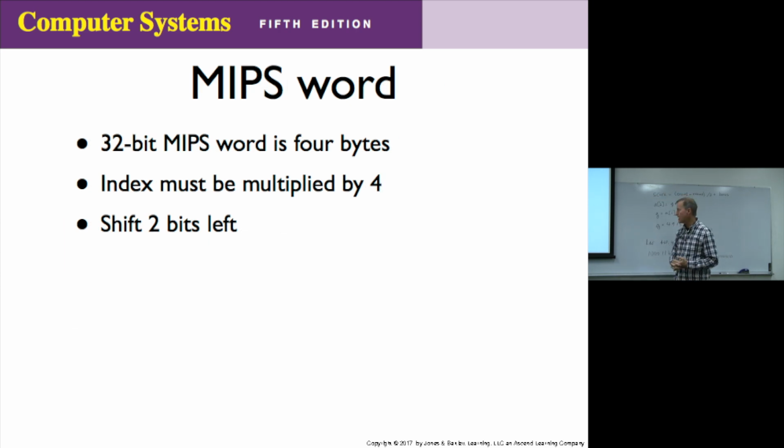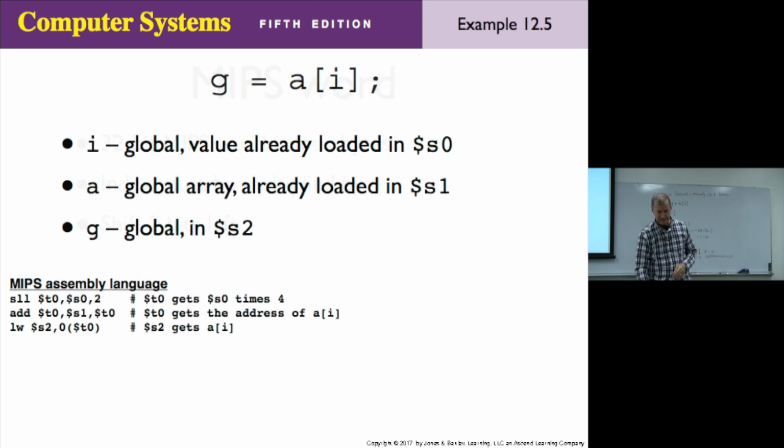And the main thing that we have to realize whenever we translate this C statement is that a 32-bit MIPS word is 4 bytes, which means the index must be multiplied by 4, which means we have to shift 2 bits to the left. So here's how the compiler would translate G gets A sub I. And when I give you these exercises, you'll have all that documentation, that same packet of information, on the final, and there's an exercise to do these hand translations, and you need to know how to do them.